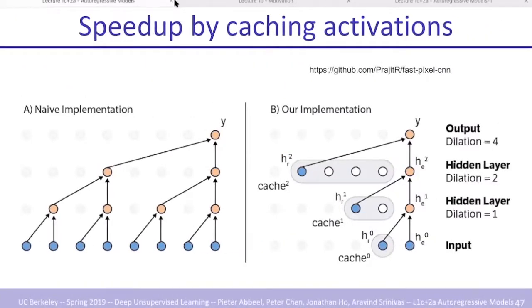Like Parallel WaveNet has been trying to do, I believe, and also in the PixelCNN literature, they have been trying to cache parameters, right? So by caching, you don't need to compute everything again. So they have achieved some speedups using this. So that is the current state of neural autoregressive models so far.